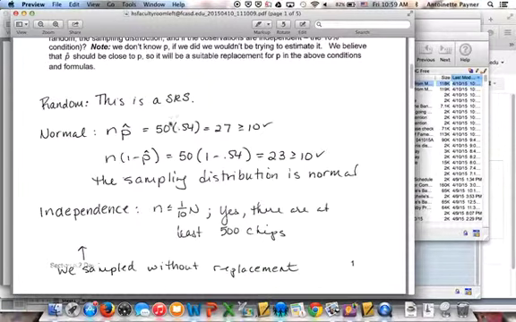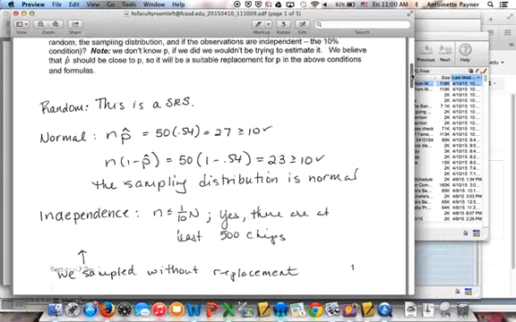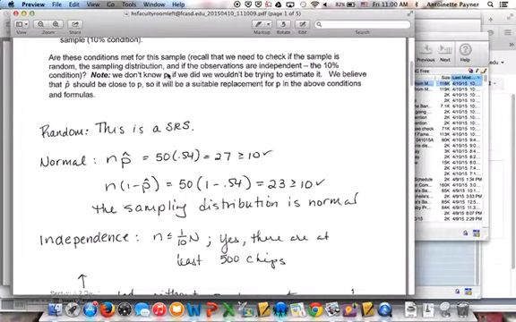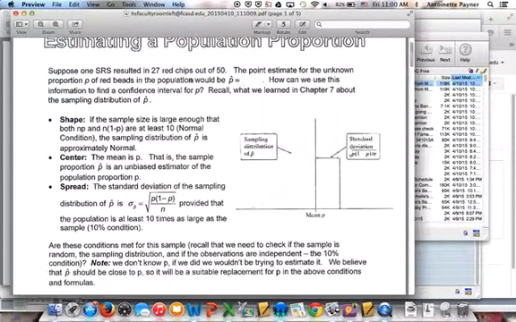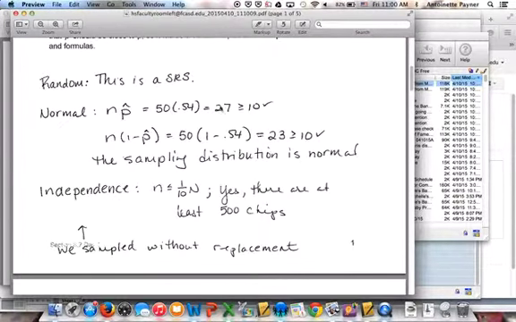Normal. Last chapter we would check n times p and n times 1 minus p. This chapter, remember, we don't know what p is. If we knew it, we wouldn't be trying to estimate it. So since we don't know what p is, we think that p hat will be a good replacement. So we're going to plug p hat in for p. Back up here, p hat was 27 divided by 50, or 0.54. So n times p hat is 27. n times 1 minus p hat is 23. Both of those are greater than 10, so the sampling distribution is normal.